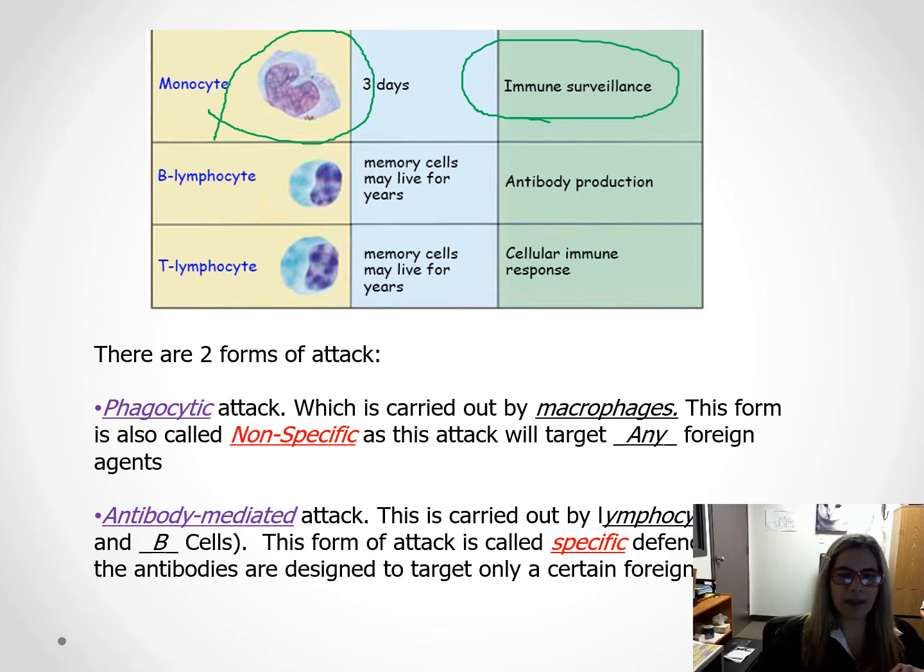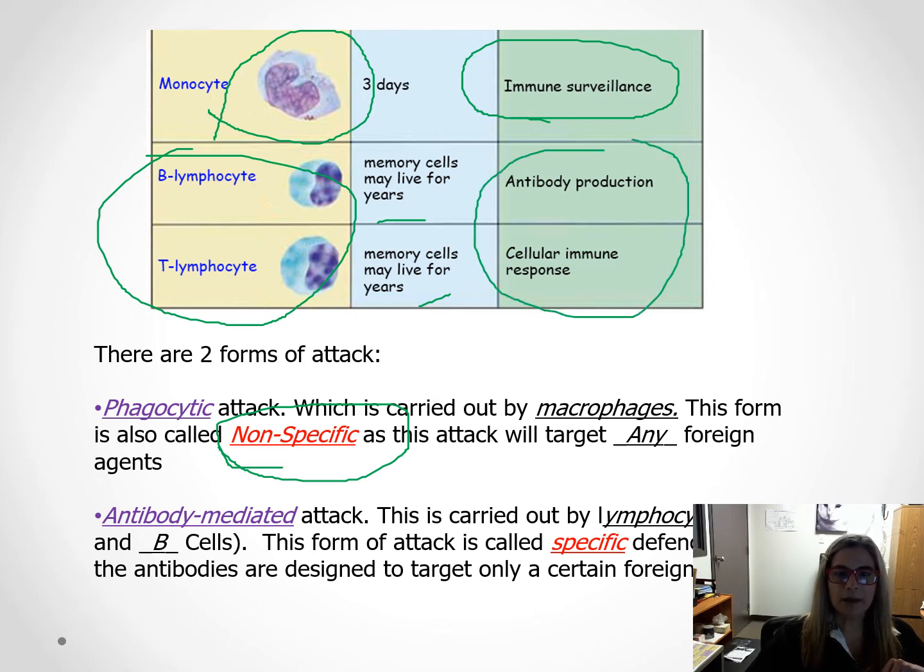So keep in mind that when we talk about those macrophages, that is non-specific attack because they have the ability to attack any foreign agent that has the potential to make us sick. Now, when we look at our next two categories here, our lymphocytes, our B cells and our T cells, in terms of lifespan, they can live for many, many years, lurking in our bone marrow, kind of waiting for a secondary infection. And they are involved, of course, in antibody response.